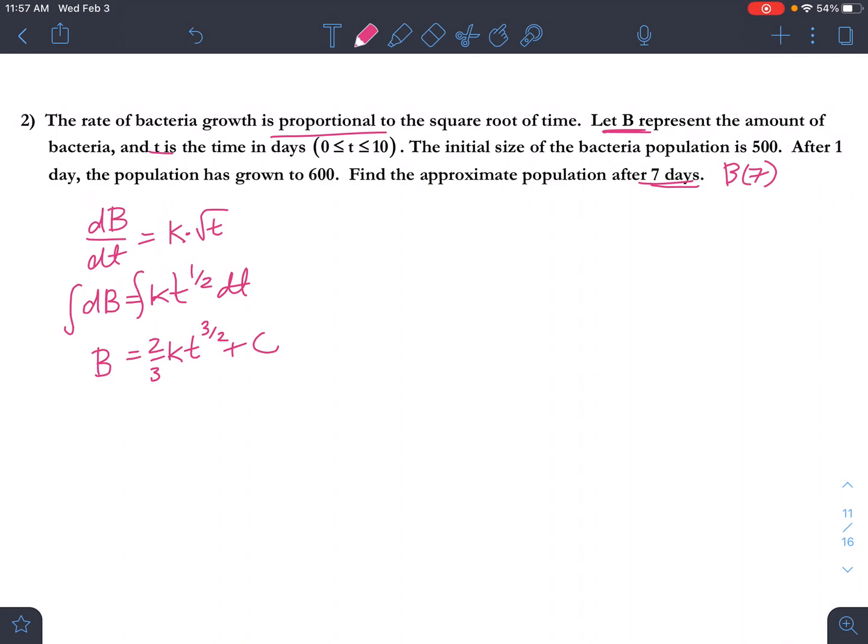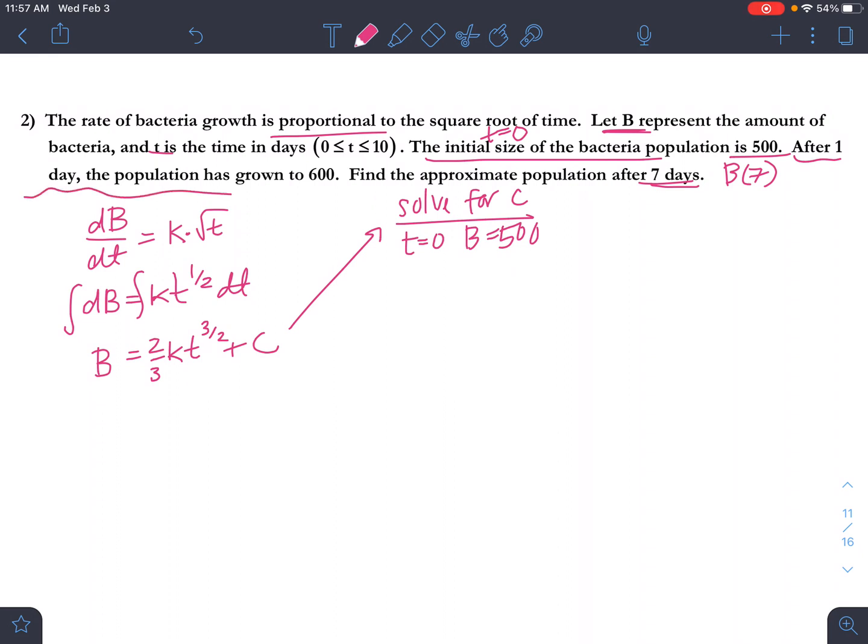And so now we need to find C, and we have to solve for K. So you should be solving for C first, so we can get a particular solution here. What other information do we have? It says the initial size, so when T equals 0, the bacteria population is 500. So you have t equals 0 and b equals 500. We also have the second sentence, which says after day 1, when t is 1, b is 600. So we'll use that as well. But let's start off with this first one, since that will help us. So we're going to solve for c here.